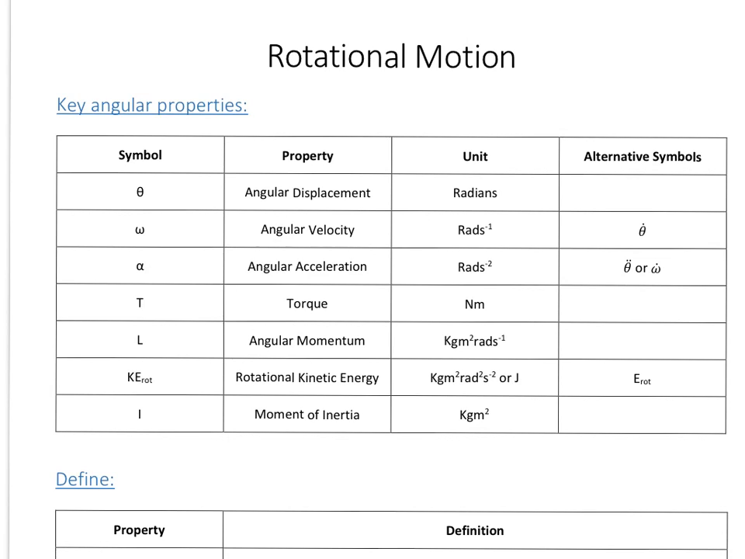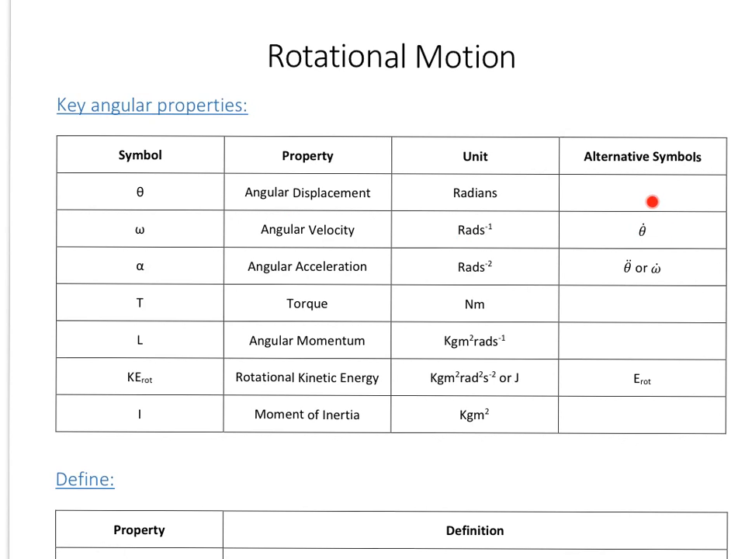Let's quickly start off with some notation and definitions so you know what I'm talking about later on. For every linear thing you know, there's going to be an angular equivalent. In linear motion, we have displacement, that's the distance in a certain direction. When you're dealing with rotational motion, you have angular displacement, and it's measured in radians. You also have angular velocity, which is the rate of change of your angular displacement, so it's the number of radians per second.